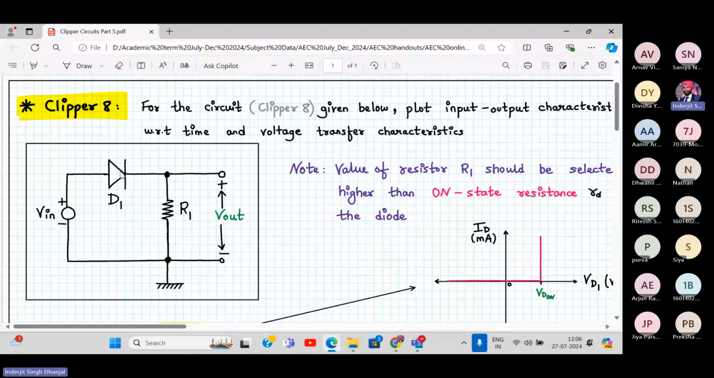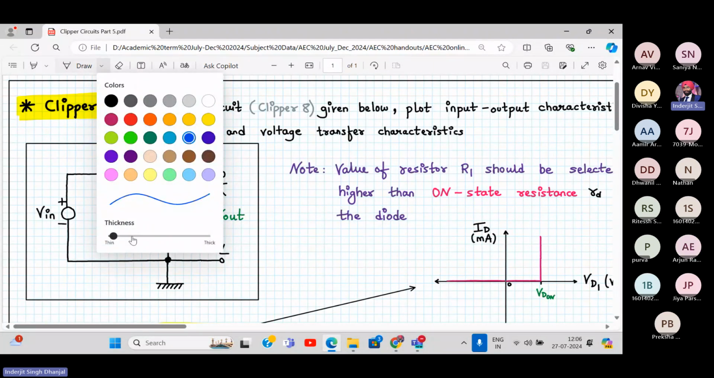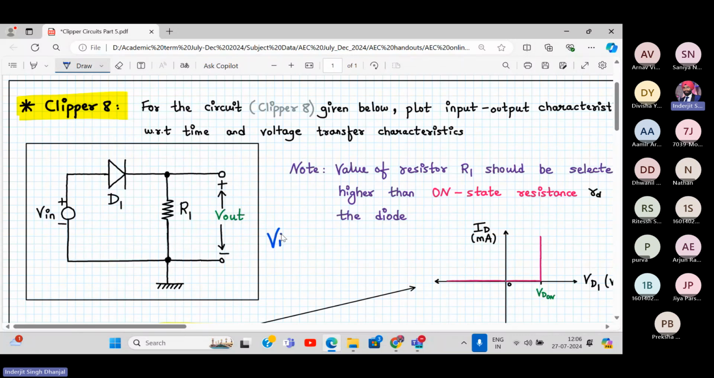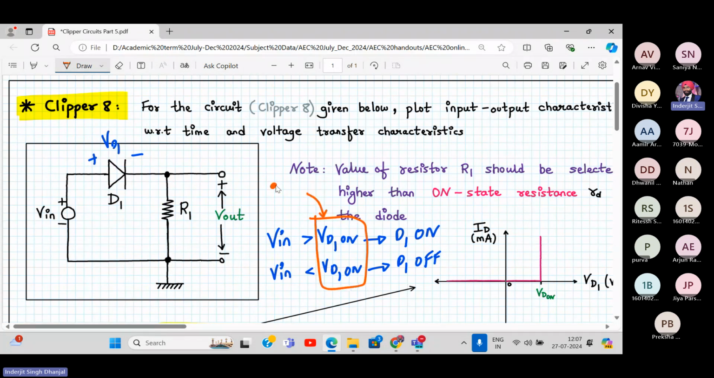Now tell me, when does this diode turn on? What is the clipping level over here? Vin greater than this voltage. This voltage is VD1 on. So whenever Vin is greater than VD1 on, the diode is on, and here the diode is off. It is quite simple. The clipping level is very simple. So this is my clipping level. But in a series clipper, you have to be careful in the analysis now.